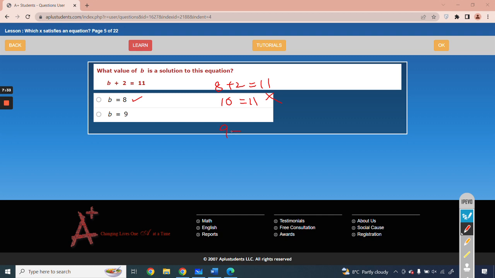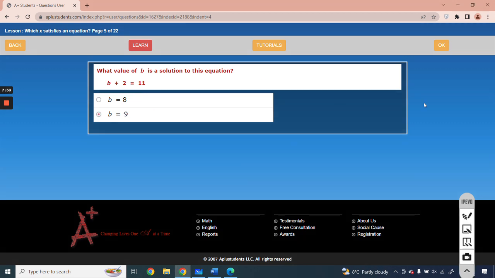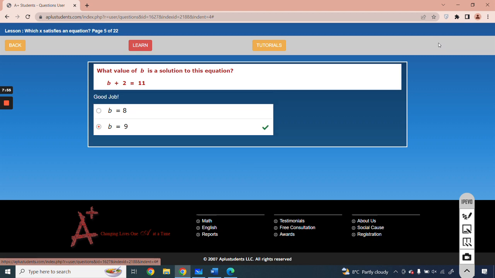9 plus 2 equals 11. Yes, both sides of the equation are equal. Satisfied. That means the solution for the equation is b equals 9. You can use any of the methods. Got it? So it is b equals 9. So just select the correct option and click on the OK button.